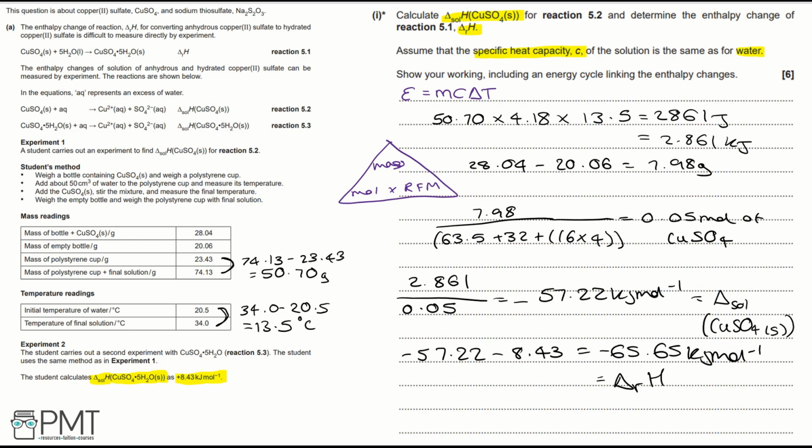To get the 6 marks for this question, you must correctly calculate the enthalpy change and the correct sign for the enthalpy change of solution of copper 2 sulfate solid, so minus 57.22 kilojoules per mole, and then correctly calculate the enthalpy change of reaction, so minus 65.65. This gets you the 6 marks for this question.